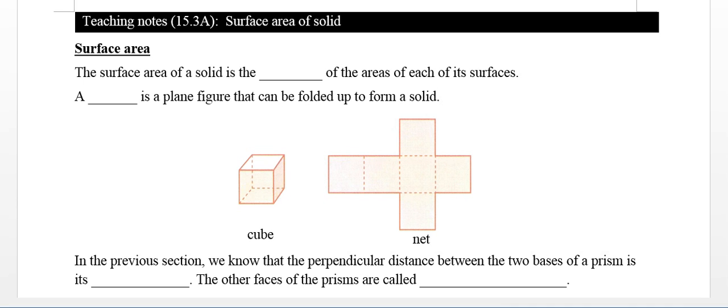This video shows you how to get the surface area of a solid. If you cut out this shape on a piece of paper and fold it along the dotted line, you will be able to get a cube. What is the relationship between these 6 squares and the cube?